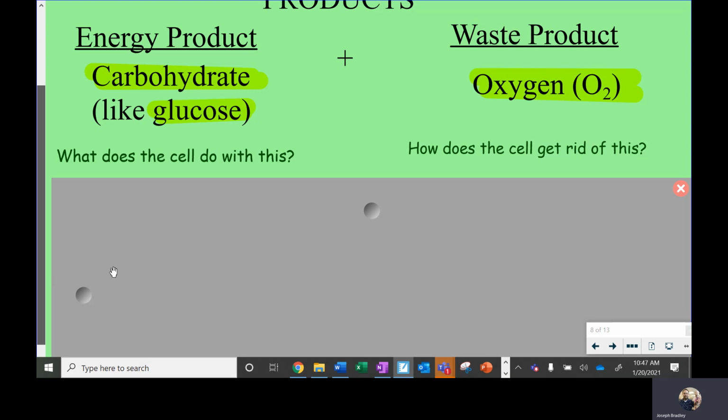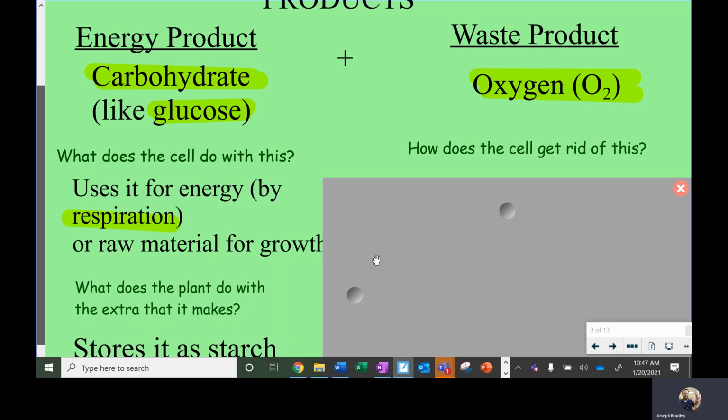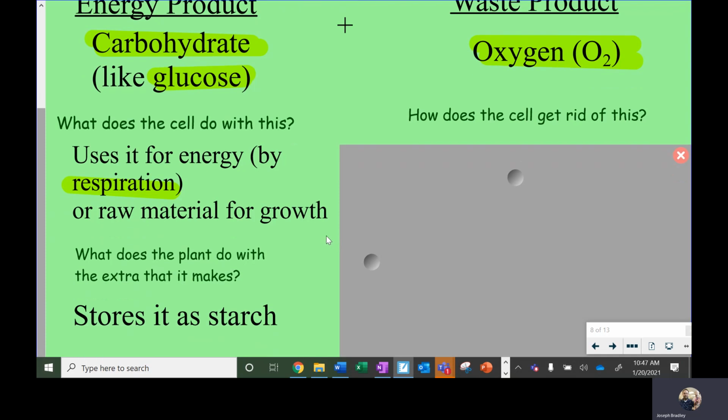What does the cell do with carbohydrates? Well, it's going to use it for energy, and it's going to require that it uses respiration to get the energy from it. But it also could be a raw material for growth. So some of it is going to become cellulose, which is going to make up the cell walls. Usually in the summertime, when the light's out much longer and the plant's able to do photosynthesis for a very long time, it's actually going to store extra energy as starch.